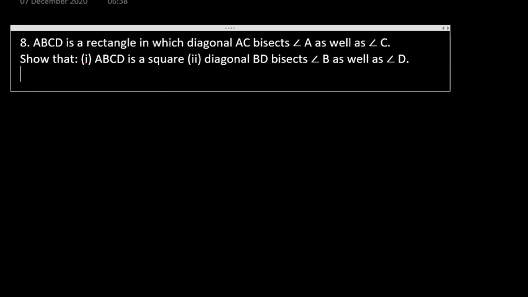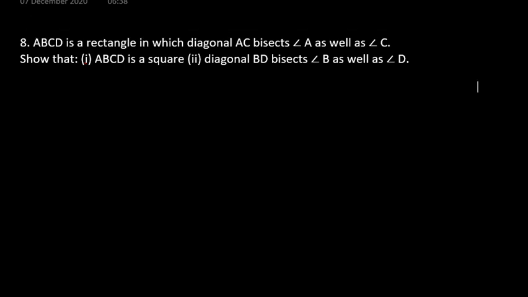Now, 8th one, ABCD is a rectangle in which diagonal AC bisects angle A as well as angle C. We have to show that ABCD is a square and diagonal BD bisects angle B as well as angle D. ABCD is a rectangle. Okay.